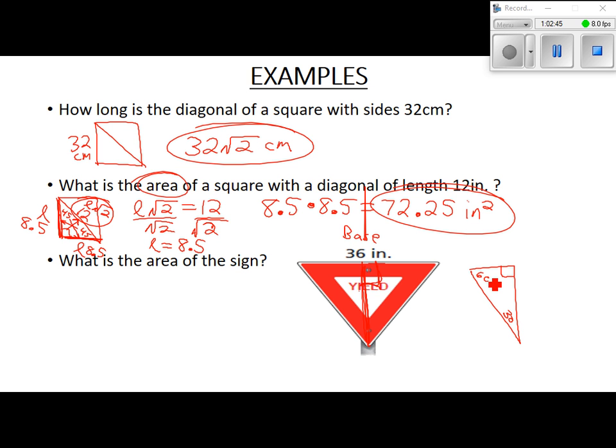The side across from the 30 degree angle gets labeled L. The side across from the 60 degree angle is L times the square root of 3. The side across from the right angle is 2L. We know that each one of these sides is how long? So the 2L right here has to be 36. If 2L equals 36, what's L?